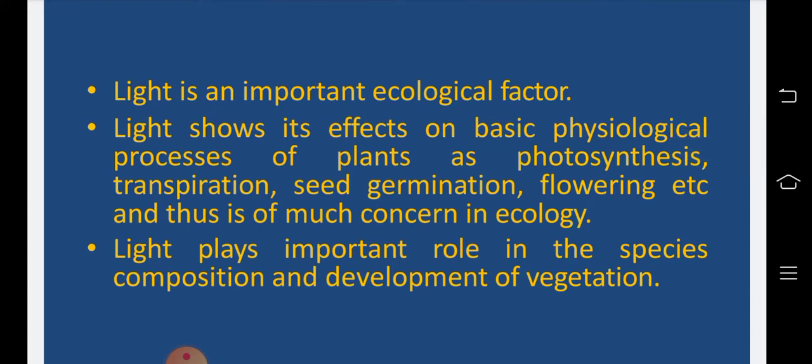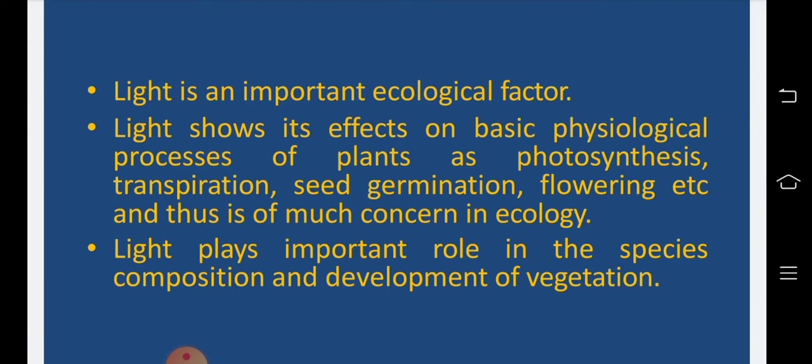There are so many ecological factors which affect the growth of plants. Light is an important ecological factor which affects plant growth. Light shows its effect on basic physiological processes of plants such as photosynthesis, transpiration, seed germination, and flowering, and thus is of much concern in ecology.